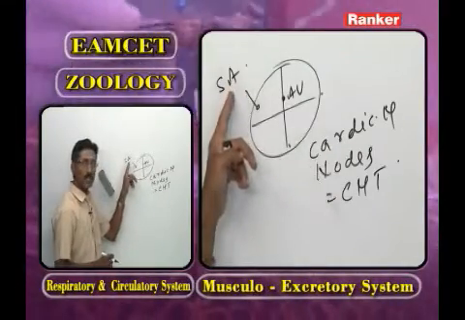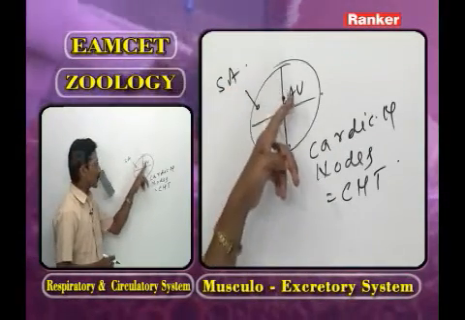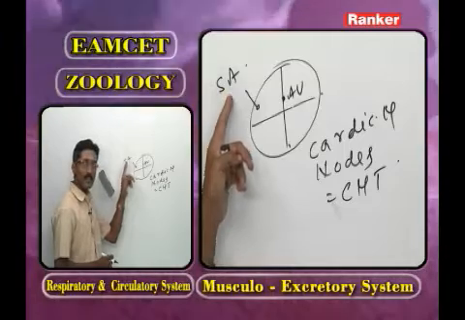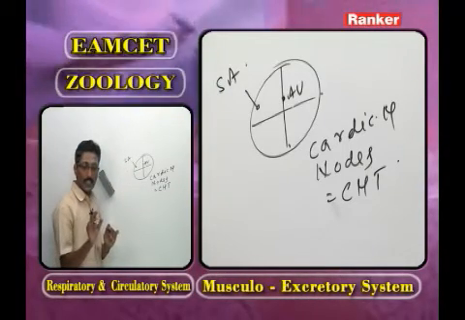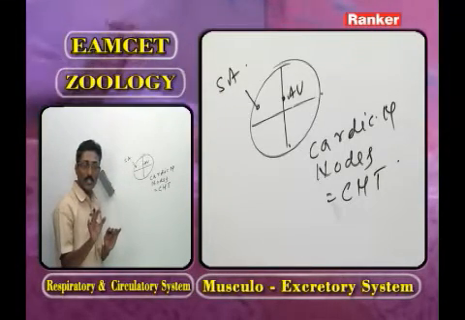That cardiac muscle tissue is in the form of SA node, AV node. Here, what is the pacemaker? SA node. So, assertion: heart of mammals is called myogenic heart.